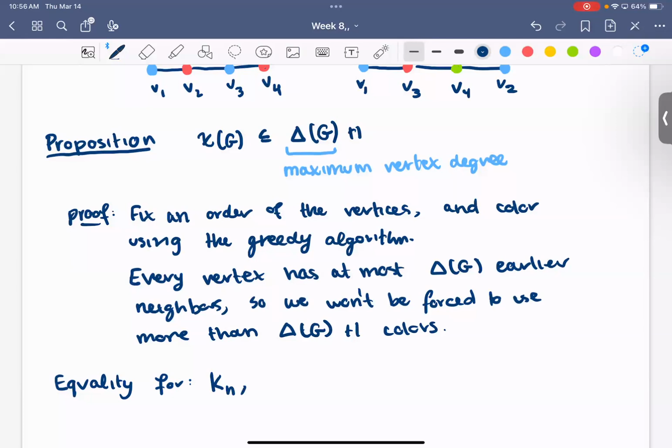I wrote down one other one. Can anyone think of another one? Odd cycles. Yeah, that was the other one that I had as well. So odd cycles. Yeah, so for odd cycles, the degree everywhere is 2, but then you need 3 colors to color it.